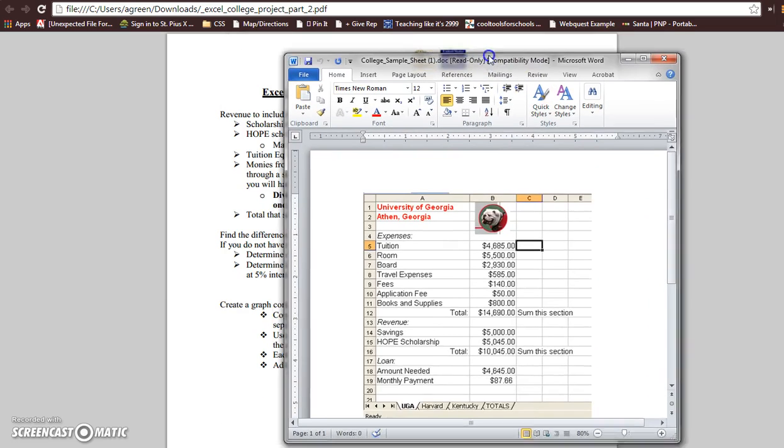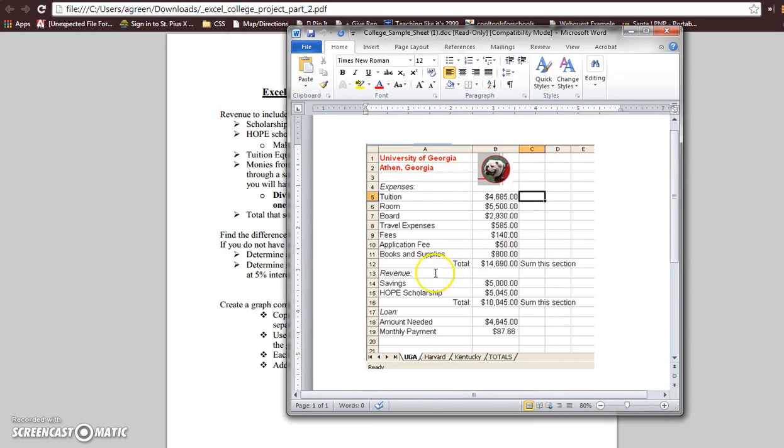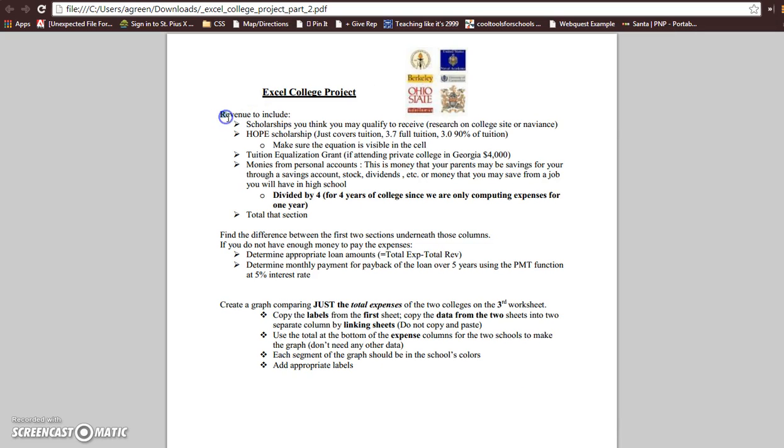So first off, looking at the college sample sheet here, you can see you have a revenue section, and you may have two cells, you may have more than two cells, you may have one cell. But first, let's talk about scholarships. So the first place to start would be going to the actual college site or Naviance. If you don't have your Naviance information for logging in, email your guidance counselor. They helped you set that up at the beginning of your freshman year, so they can help you with that.